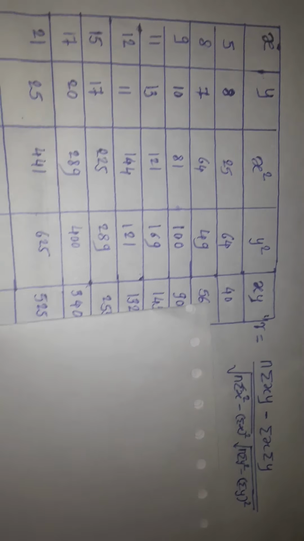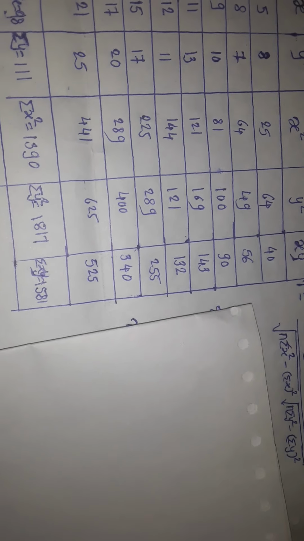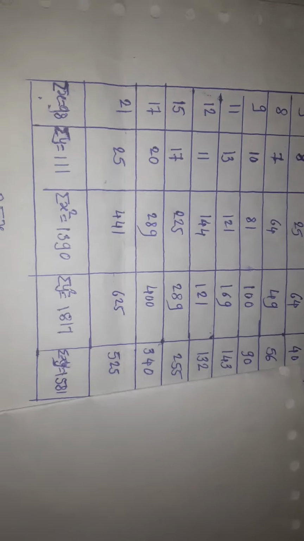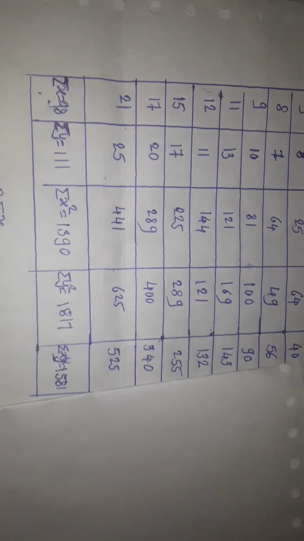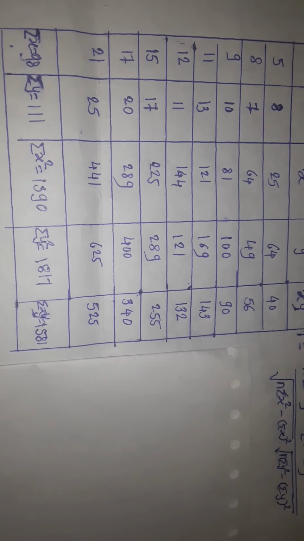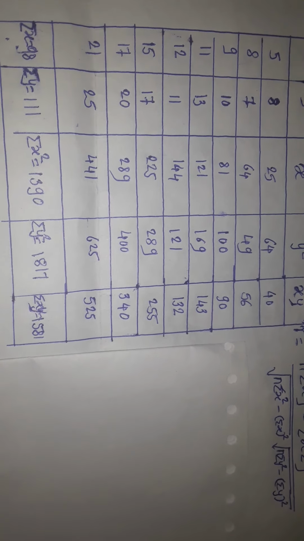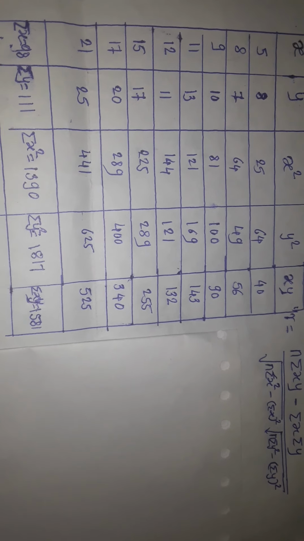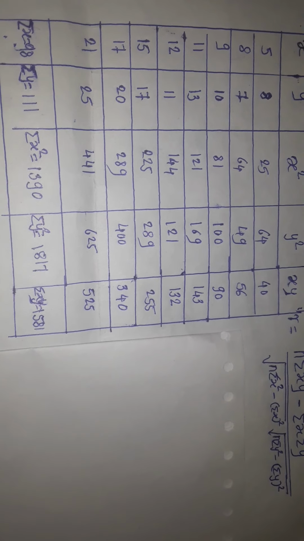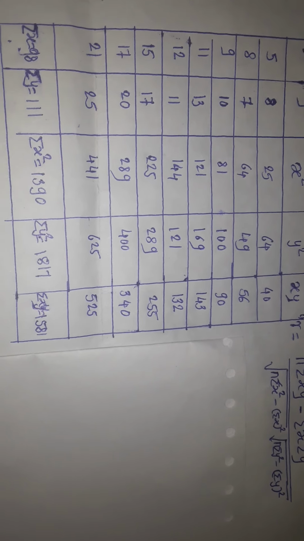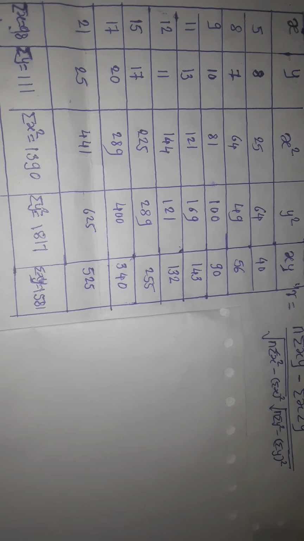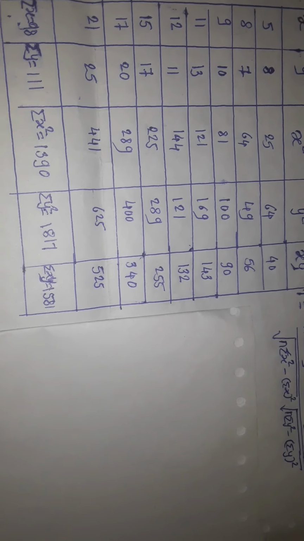And summation xy is equal to 1581, minus summation x 98 into 111, divided by the square root of n into summation x square, that is 8 into 1390, minus 98 square, into the square root of n into summation y square minus (summation y) square. n is equal to 8, so 8 into 1817 minus 111 square.